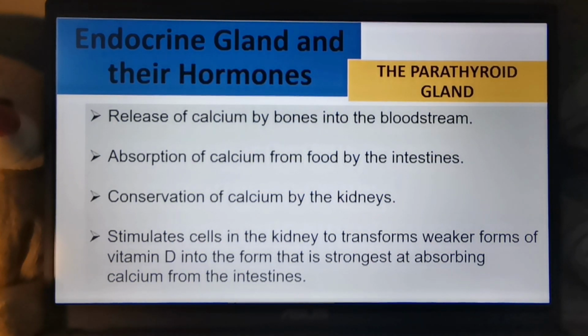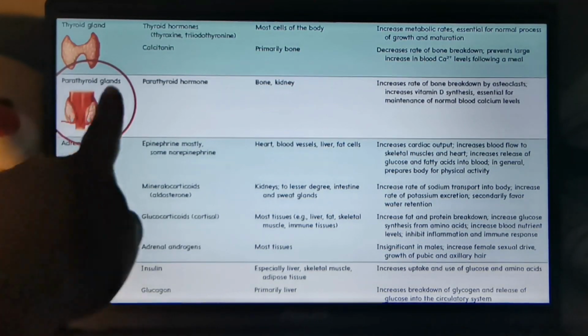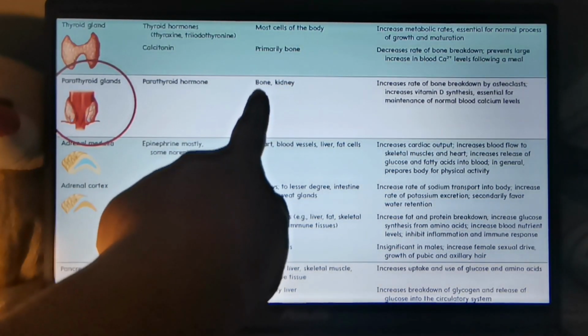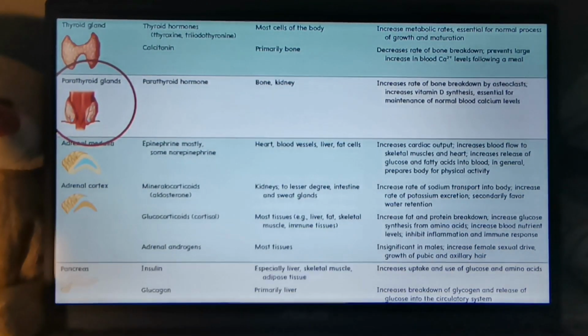Parathyroid gland. So, it is responsible for the release of calcium by bones into the bloodstream. Diba? Na-mention to kanina sa skeletal system. Yung parathyroid gland, parathyroid hormone. Ayan, absorption of calcium from food by the intestines, conservation of calcium by the kidneys, and stimulates cells in the kidneys to transform weaker forms of vitamin D into the form that is strongest at absorbing calcium from the intestines. So, parathyroid glands, parathyroid hormone. They can be found in the bone and kidney. Ayan.